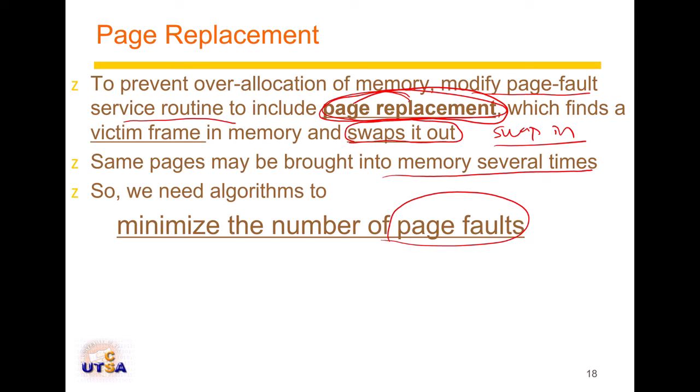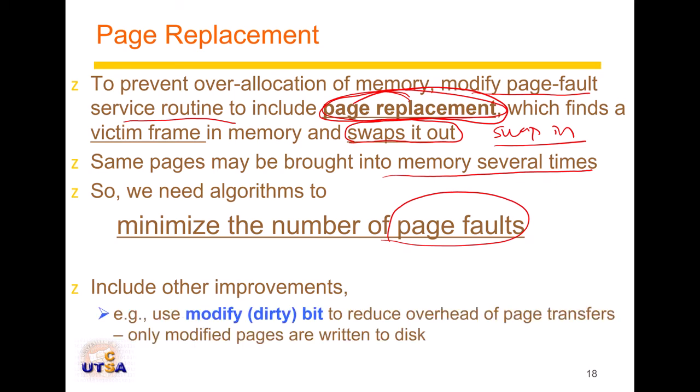We don't want to see too many page faults. If I get a page and it's going to be used in the future, I should keep that in the main memory and swap out some other pages. Okay, so how can we do this? That's the goal. We can also include some other improvements.